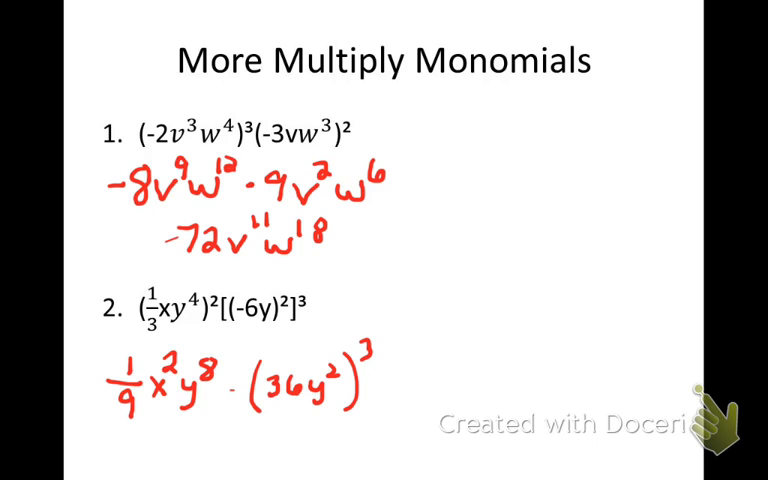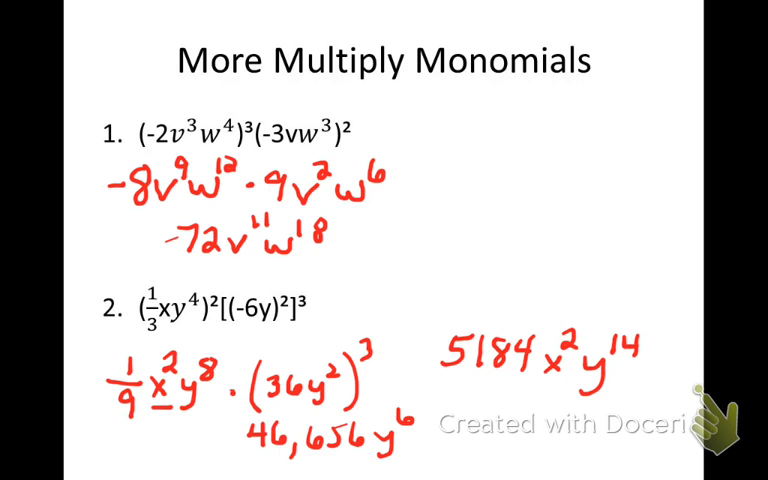Here would be a good time to use your calculator. If you cube 36, you're going to get 46,656. And then you'd have y to the 6th. So now we're multiplying. Well, 1/9 times 46,656 would be just like dividing it by 9. And that would be 5,184. X to the 2nd, I don't have any other x to the 2nd, so I keep that. Y to the 8th, y to the 6th, so I would add those exponents and get y to the 14th. So that would be my final answer.